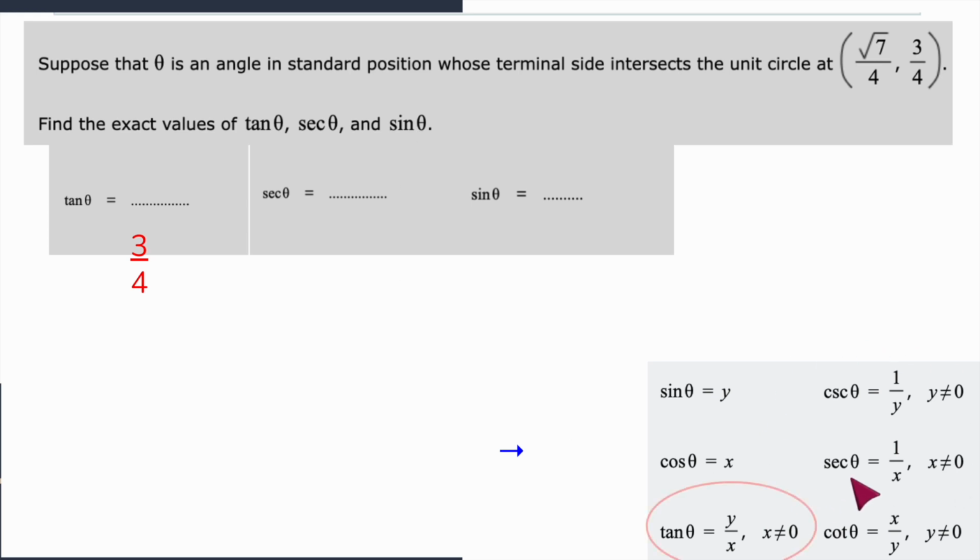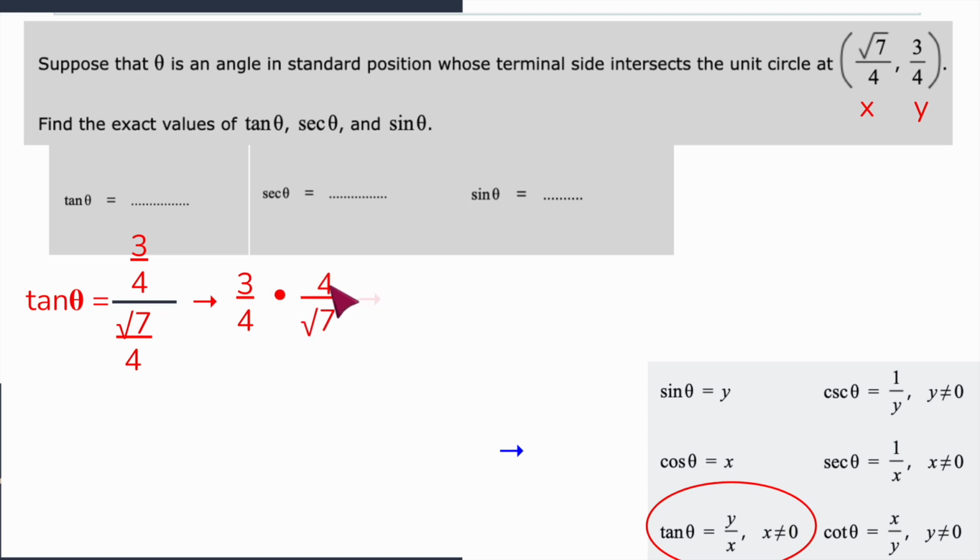So if I'm looking down here, then tangent is y over x. So y is that 3/4 that we already saw, and my x is negative square root 7 over 4. Now, remember, I can't divide a fraction. I actually have to multiply by the reciprocal of that number. So I'm going to multiply by 4 over square root 7. The 4 divided by 4 is going to cancel, so I'm going to have 3 over square root 7.